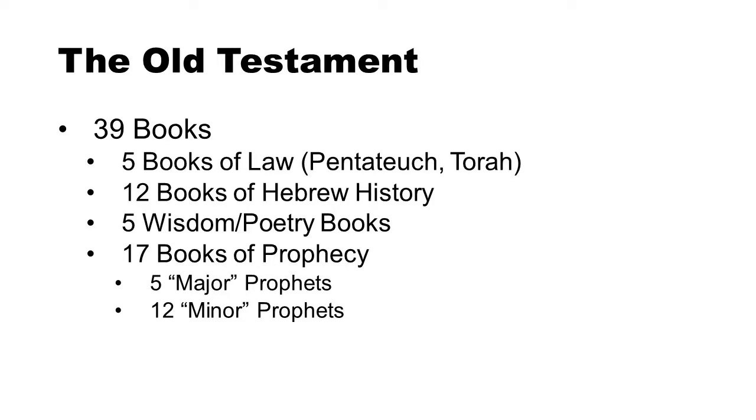Now they are historical as well in nature, and so they kind of are books of history, but they are especially set aside as the books of the law. After that, you have 12 books of history.